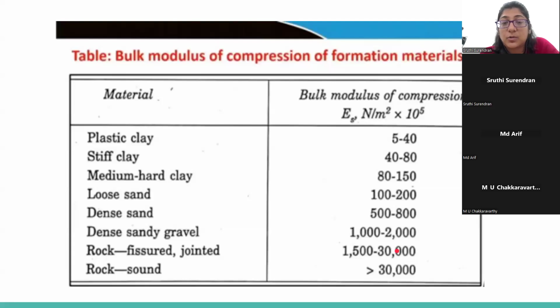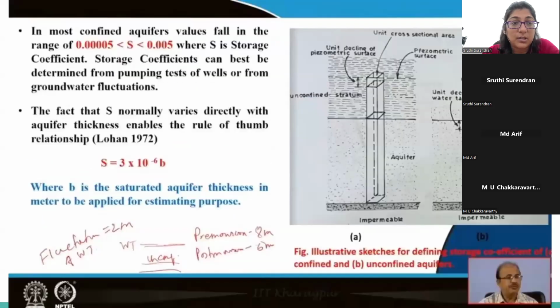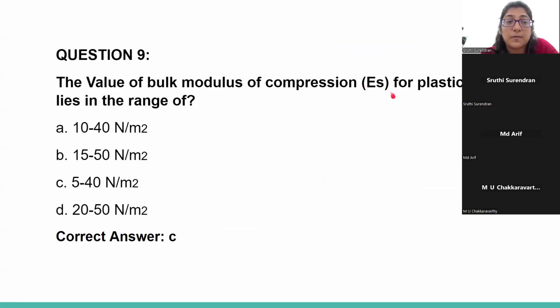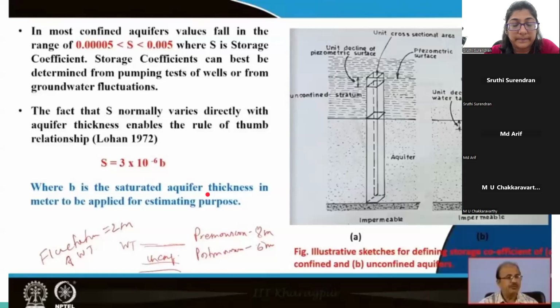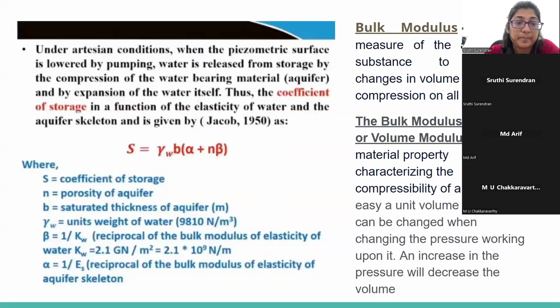You can see that as the porosity increases, the bulk modulus of compression or elasticity is also increasing. So these are some values that you will have to learn by heart. There is no way around it. This question was basically, what is the bulk modulus of compression for plastic clay? In what range does it fall? That is the first material provided in the table, and it corresponds to 5 to 40 Newton per meter square. All these are to show where this bulk modulus of compression and elasticity is coming from. This is coming from the portion which is giving us methods to estimate the storage coefficient or storativity.